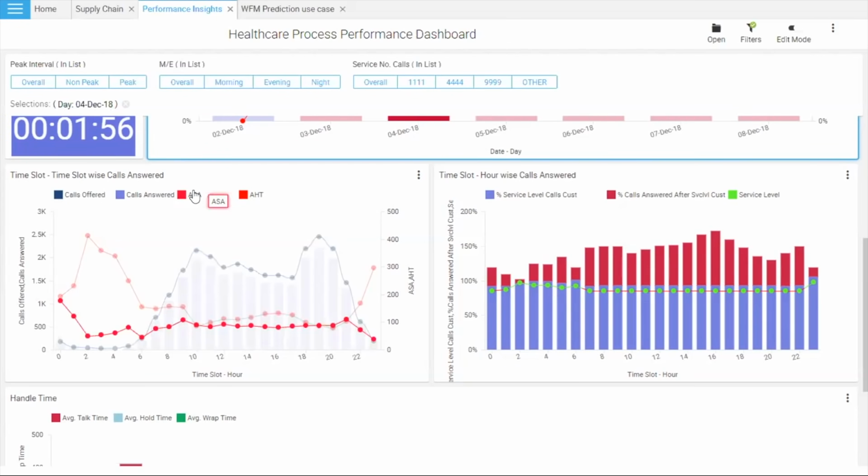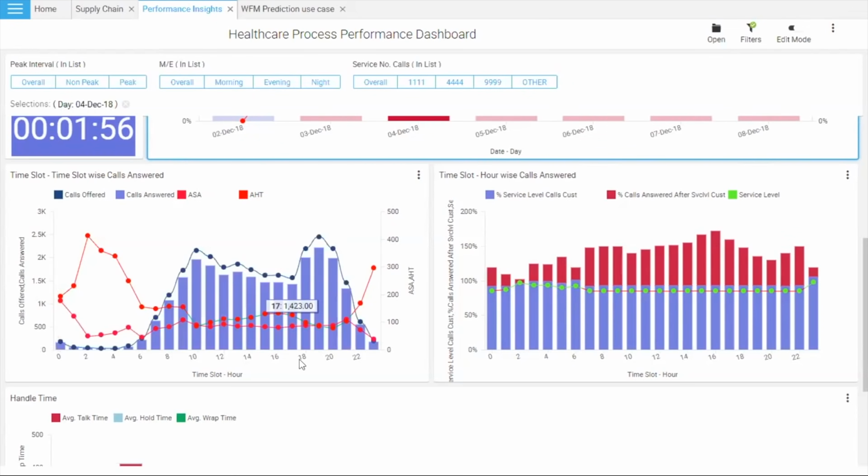It is a red line. Why? Because it has been above the threshold that has been defined. Average handle time has also been above the threshold that has been defined. Hence, it is all red. Now, because of these metrics not being in order, we've not been able to meet the service level.